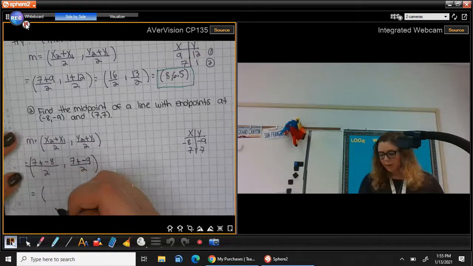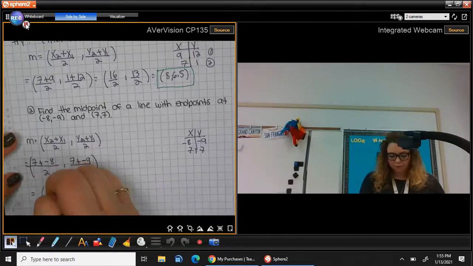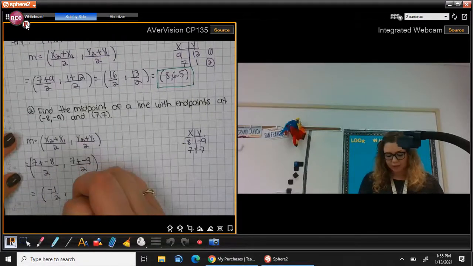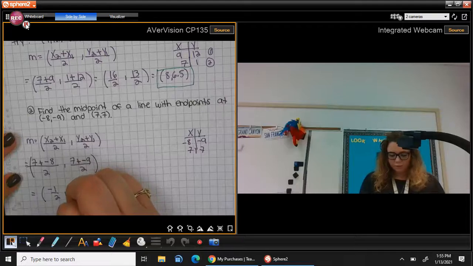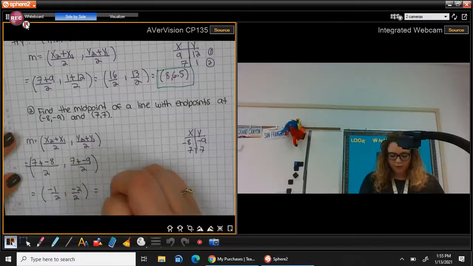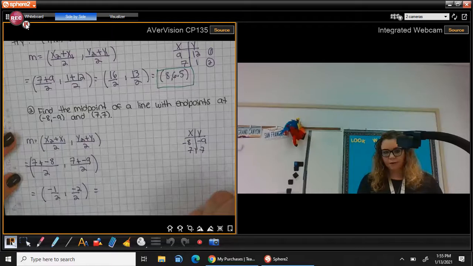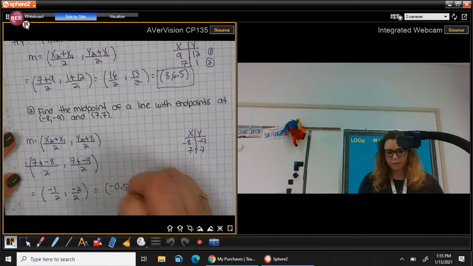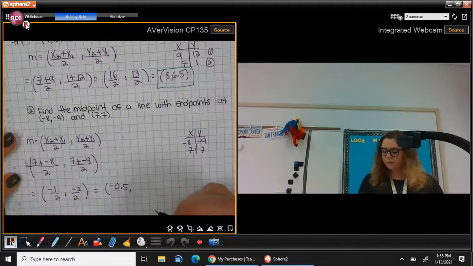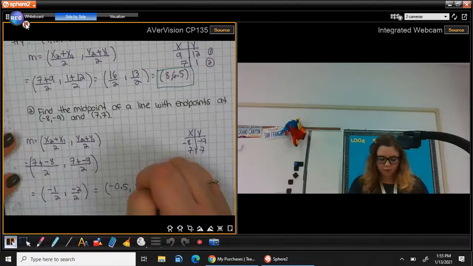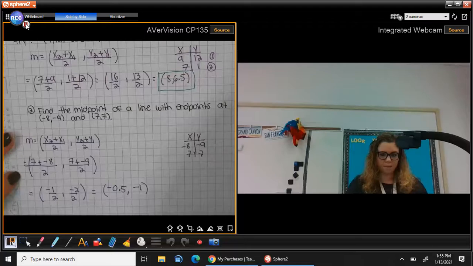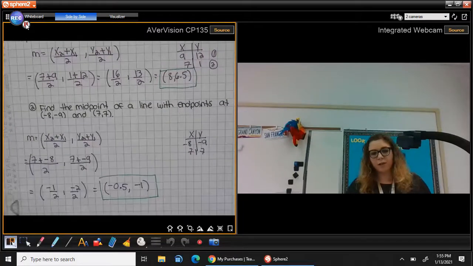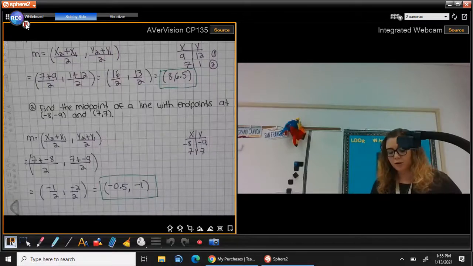Simplify. 7 plus -8 is -1 over 2. 7 plus -9 is going to be -2 over 2. Simplify it further. -1/2 is going to give me -0.5, and then -2 divided by positive 2 is going to give me -1. And then this is my midpoint. Again, if you got it wrong, just look back at your signs and make sure that you did it correctly.